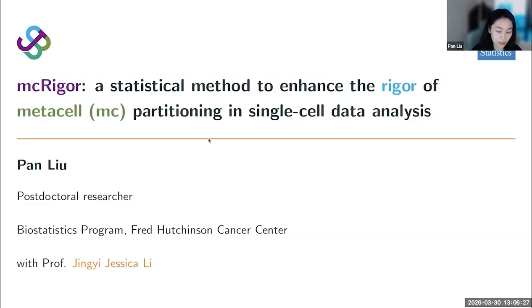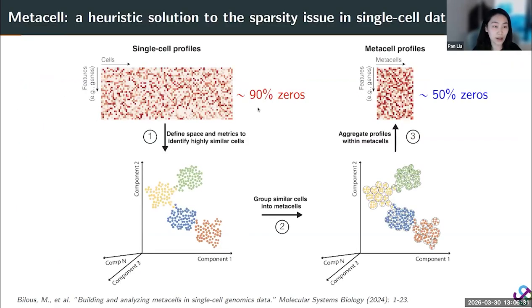Well, let's start with a quick recap. For people who are not so familiar with single cell and the metacell concept, here is a brief introduction. This top left panel shows the typical format of single cell RNA sequencing data, which is basically a matrix of gene expression values with genes shown as rows and cells as columns. We know that in this data matrix, there could be many zeros, around 90%.